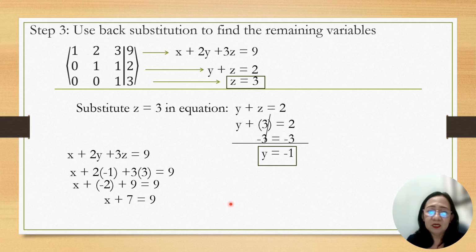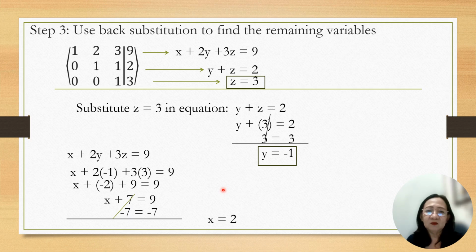Okay, copy the right side, which is 9. Then, the opposite of 7, that is a negative 7. So, add both sides by negative 7, so that 7 plus negative 7 will be 0. So, x is equal to 9 plus a negative 7, and x is equal to 2. So, we arrive now at x is 2, y is negative 1, and z is 3. You can check in our system of linear equations, and we will arrive at these correct solutions. Okay?